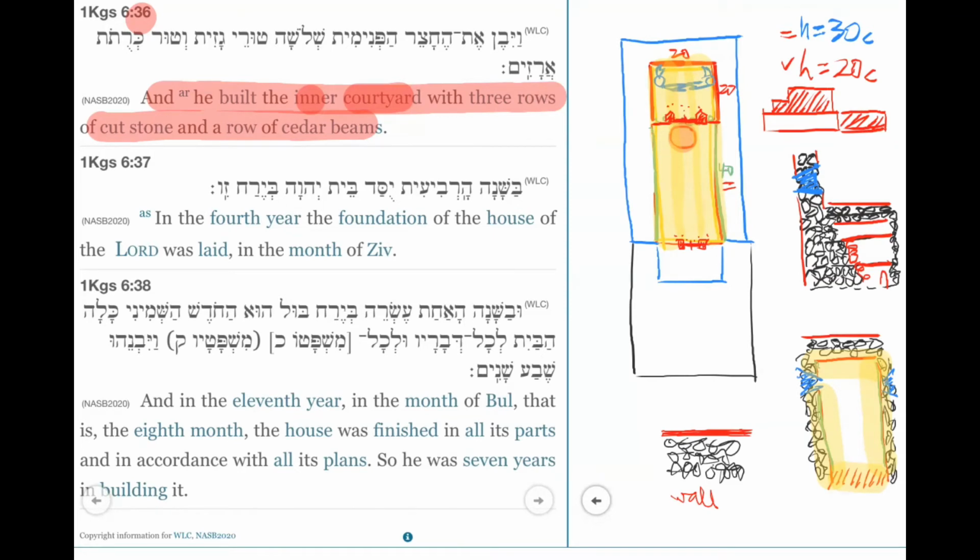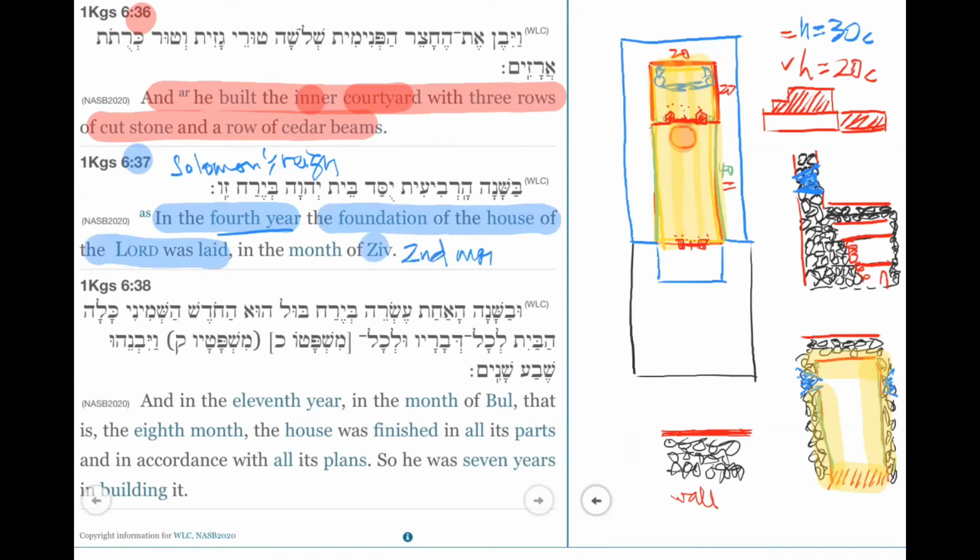With that said, we come to the end of chapter 6 with two more verses. Verse 37 tells us, it is in the fourth year. Fourth year of what? The fourth year of the reign of Solomon. So Solomon's reign, fourth year. The foundation of the house of the Lord was laid in the month of Ziv, and that would be the second month. This is a repeat of verse 1 because the end of this chapter merely summarizes the period of the construction of the temple.